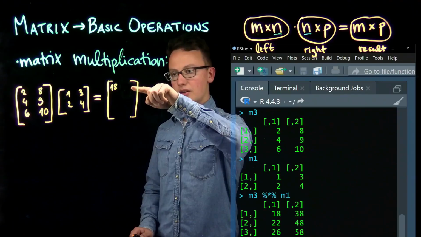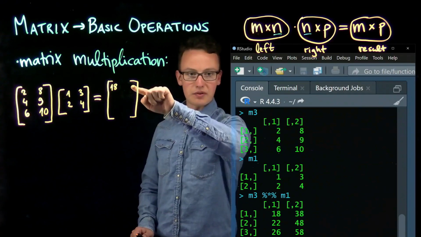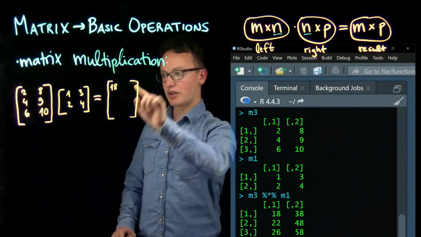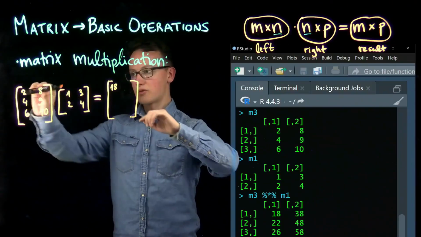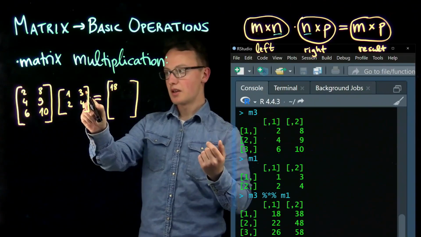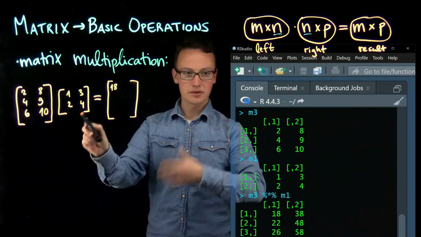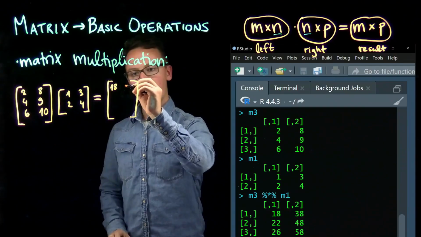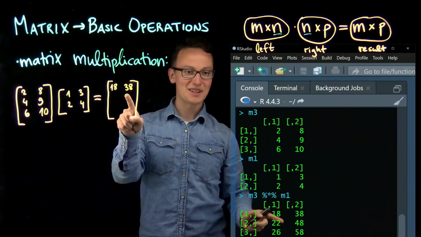Likewise, when we are here in this second column, but first row of the result matrix, we'll have to take the second column on the right and the first row on the left. Okay, so we will do 2 times 3, which is 6, plus 8 times 4, which is 32. So 6 plus 32 gives us 38. All right, so that already looks very plausible. It matches what R gave us.